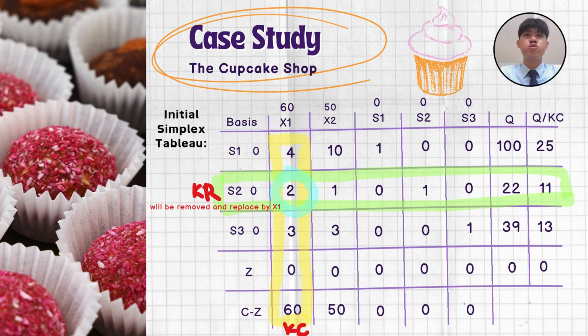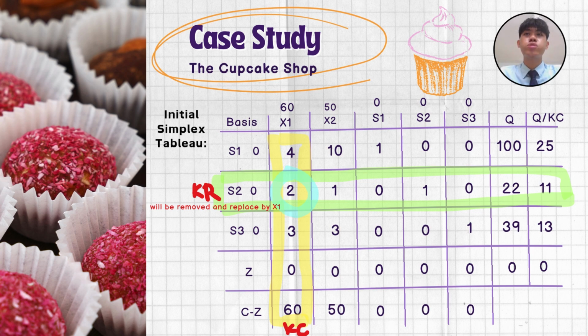The first step is to choose our key column. By looking into our indicator row, which is Cj minus Zj, the column with the biggest value will be chosen as a key column. In this case, it will be 60, so I'll highlight the whole column with yellow color.